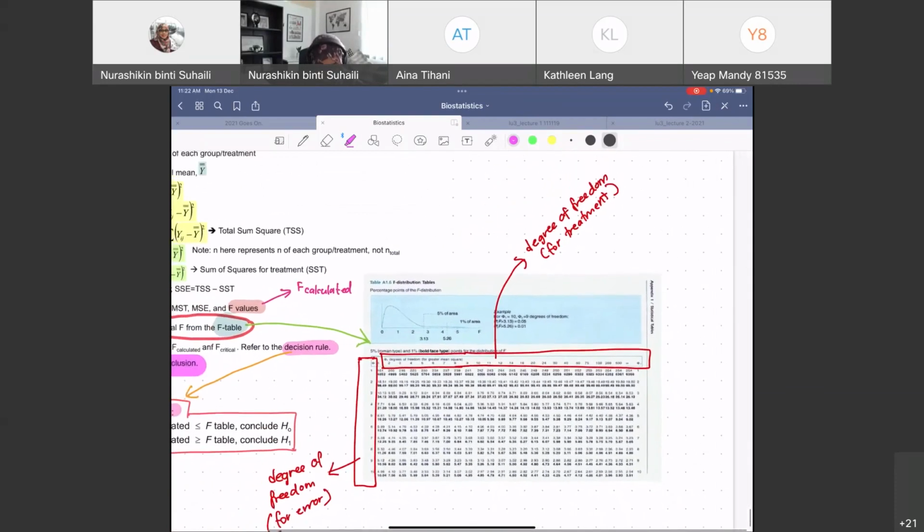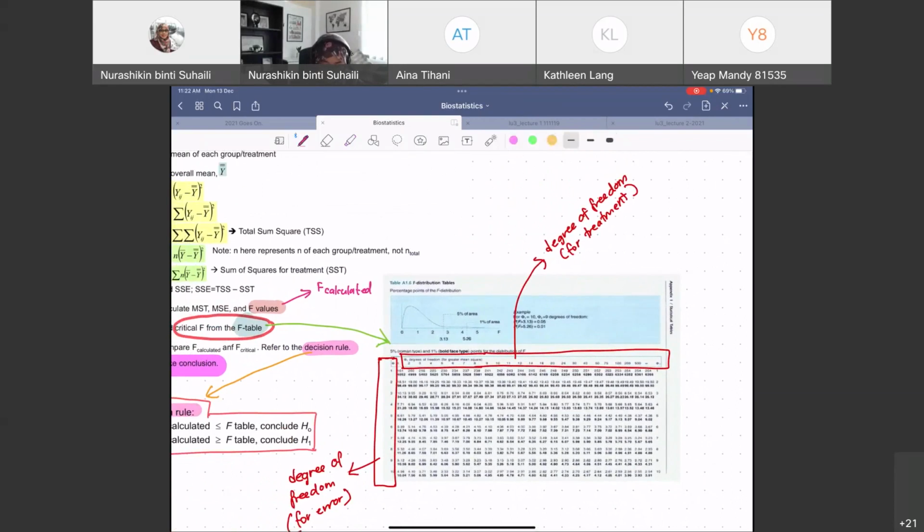First, you have to know the degree of freedom for the treatment. Remember from the table, you have the degree of freedom for the treatment and also the degree of freedom for the error. So those two values, for this one is the symbol in the table.